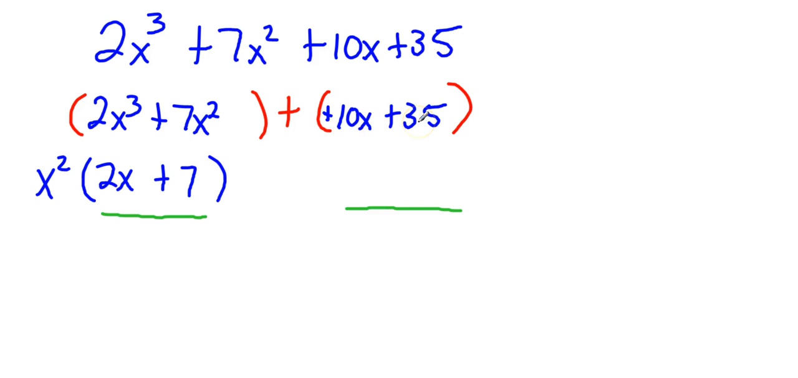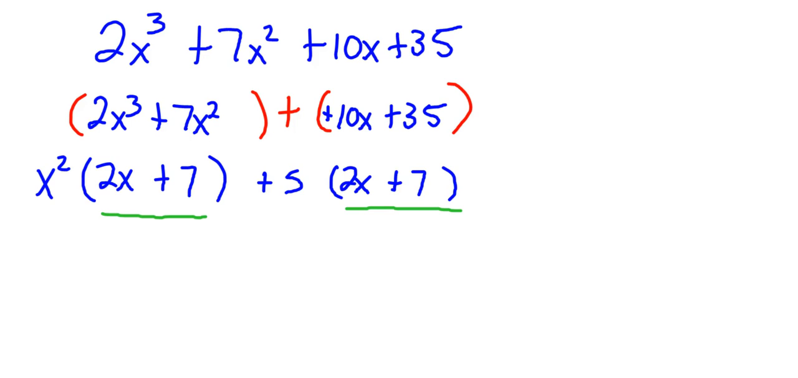10 and 35. You can divide them both by 5. 10 divided by 5 is 2. 35 divided by 5 is 7. So there you've got the same thing in the parentheses. And again, if you get something different, you know that you've got to check your factor by group, because those two things have to be the same.